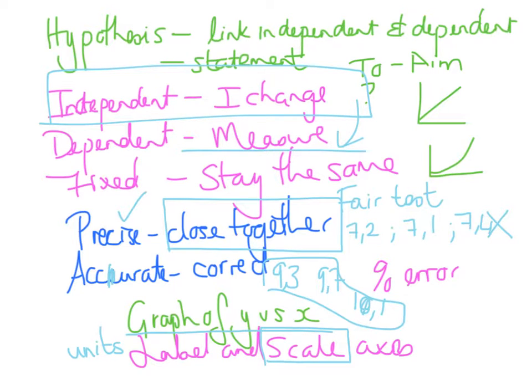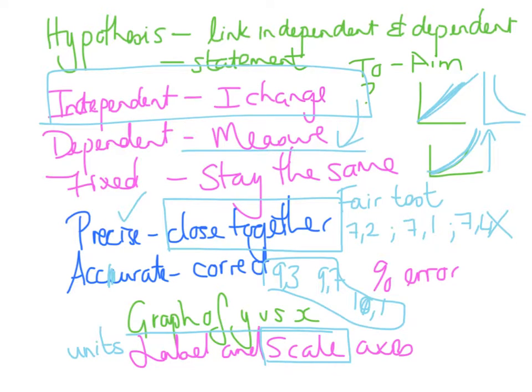If you get a straight line graph, what have you got? You have got a direct proportionality. And you can also get an inverse proportionality if you get some sort of a hyperbola. That's an inverse proportion. An exponential graph is one where things are going up in a ratio.